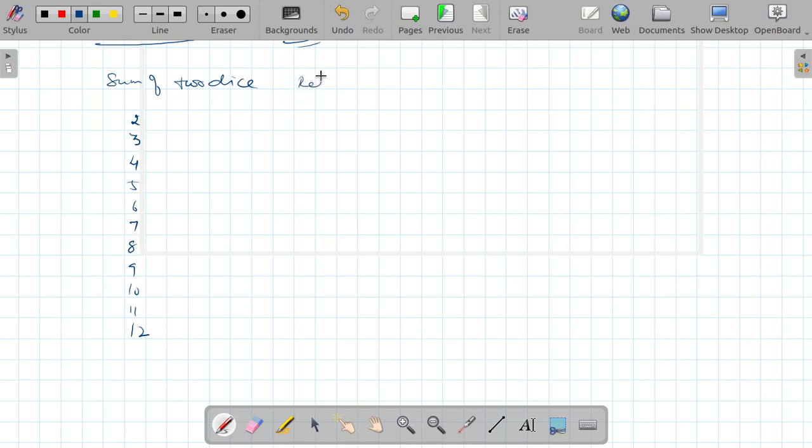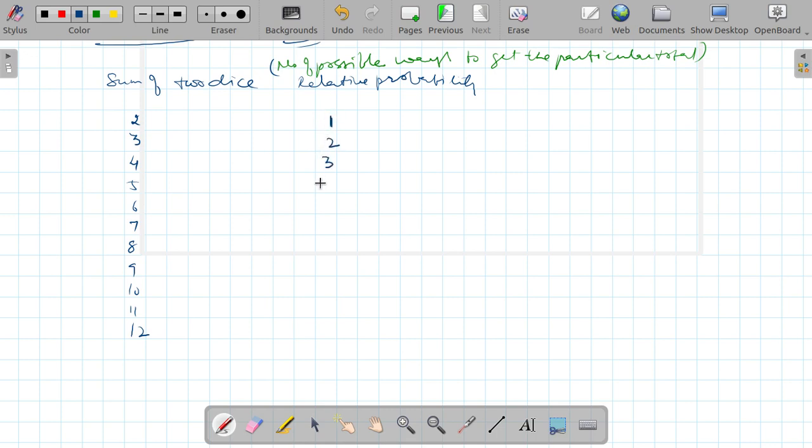Then here let me talk about relative probability. Relative probability basically represents the number of possible ways to get a particular total. Right. So this is the relative probability. For a sum of 2, it is always 1, then 2, 3, 4, 5, then 6, then 5, 4, 3, 2, and 1. So these are the relative probabilities.